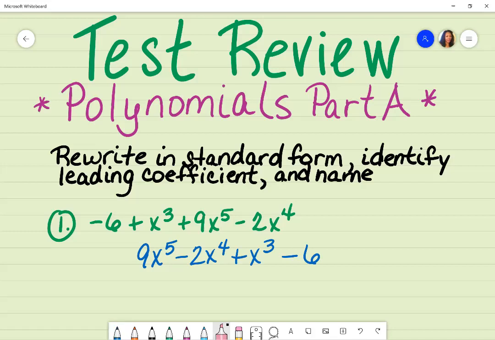Identify your leading coefficient. The coefficient that's in front of your variable with the highest exponent is your leading coefficient. So in this case, our leading coefficient is simply 9.